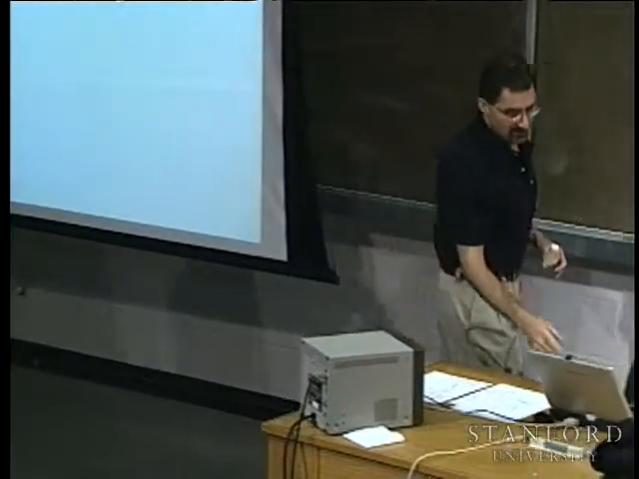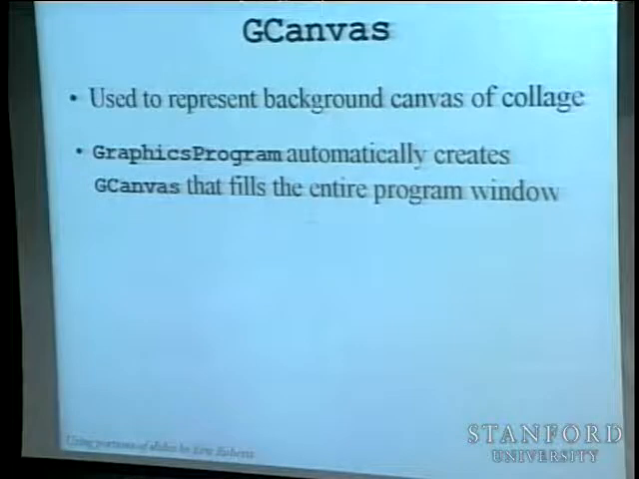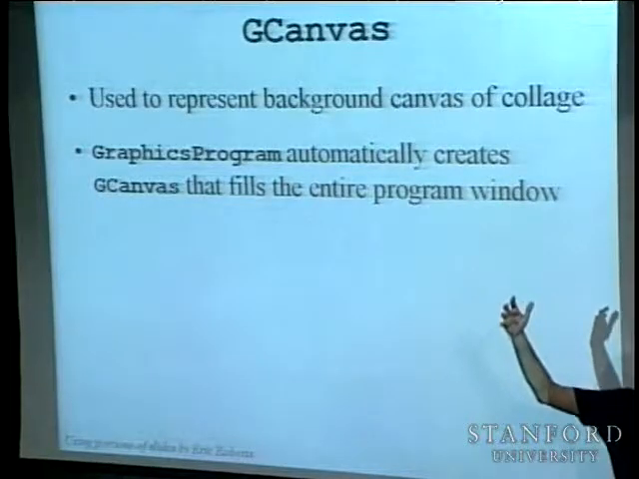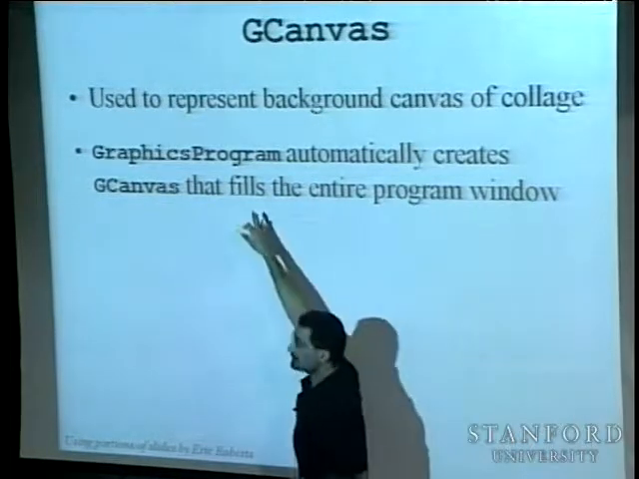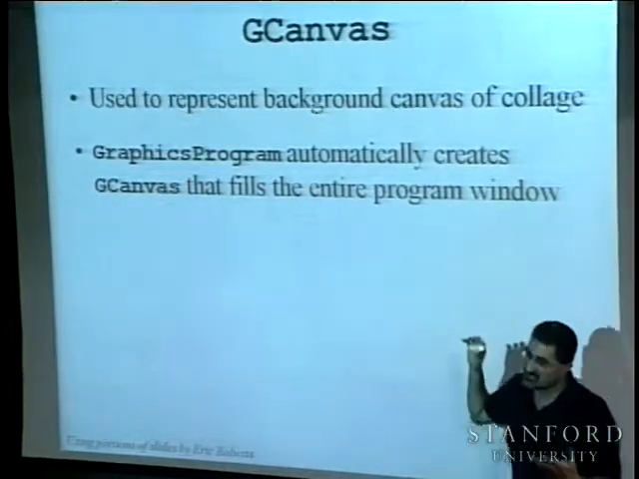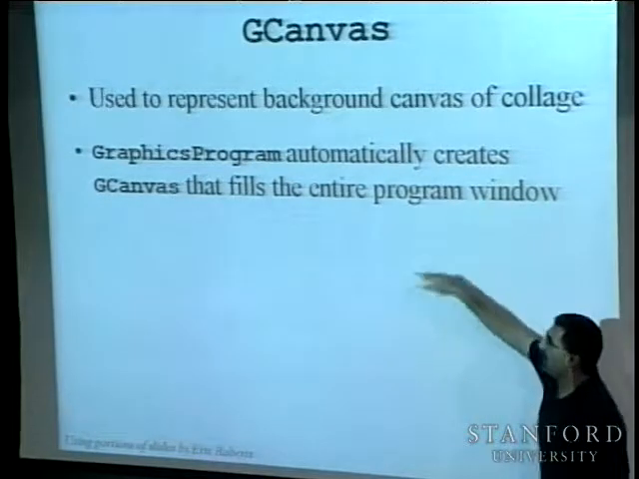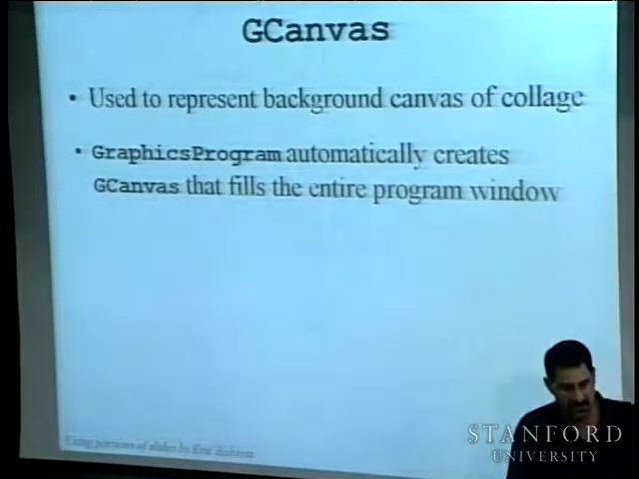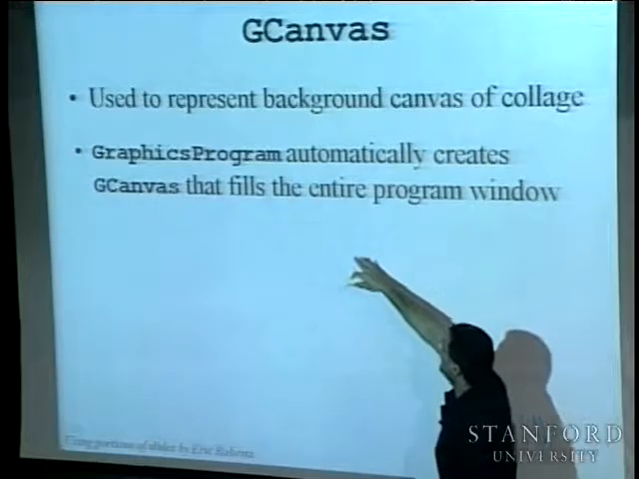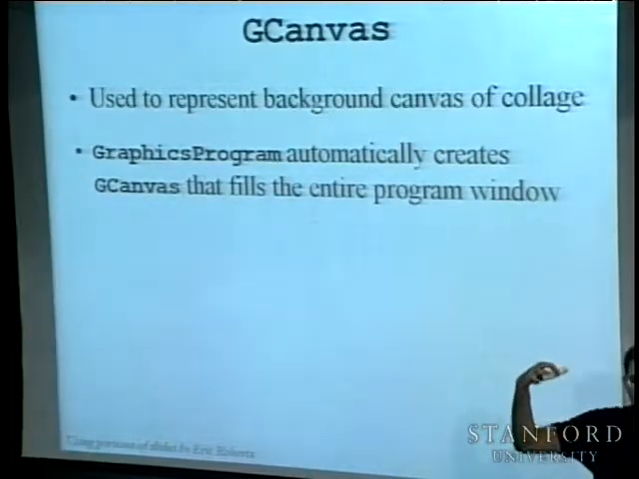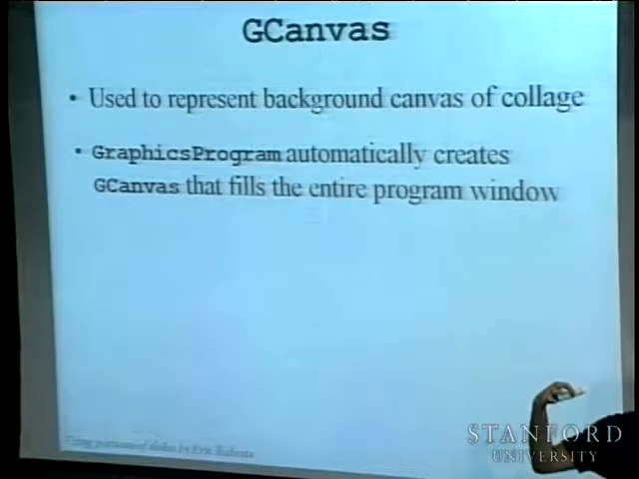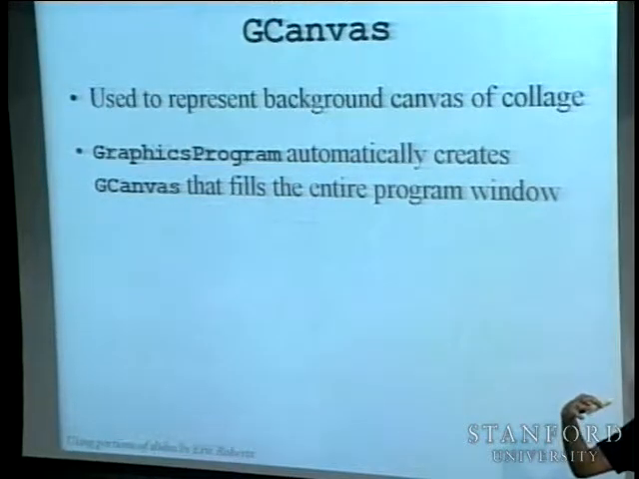Okay? And you might say, but Marin, didn't we already have one of these? When I create a graphics program, don't I already get my empty canvas that I put stuff on? Yeah, in fact you do. What a graphics program does for you automatically, just because it loves you that much, is automatically create one of these GCanvas objects and make it large enough to fill the entire program window. So actually when you're adding your objects to a graphics program, you're actually adding them to a canvas, or a GCanvas object.